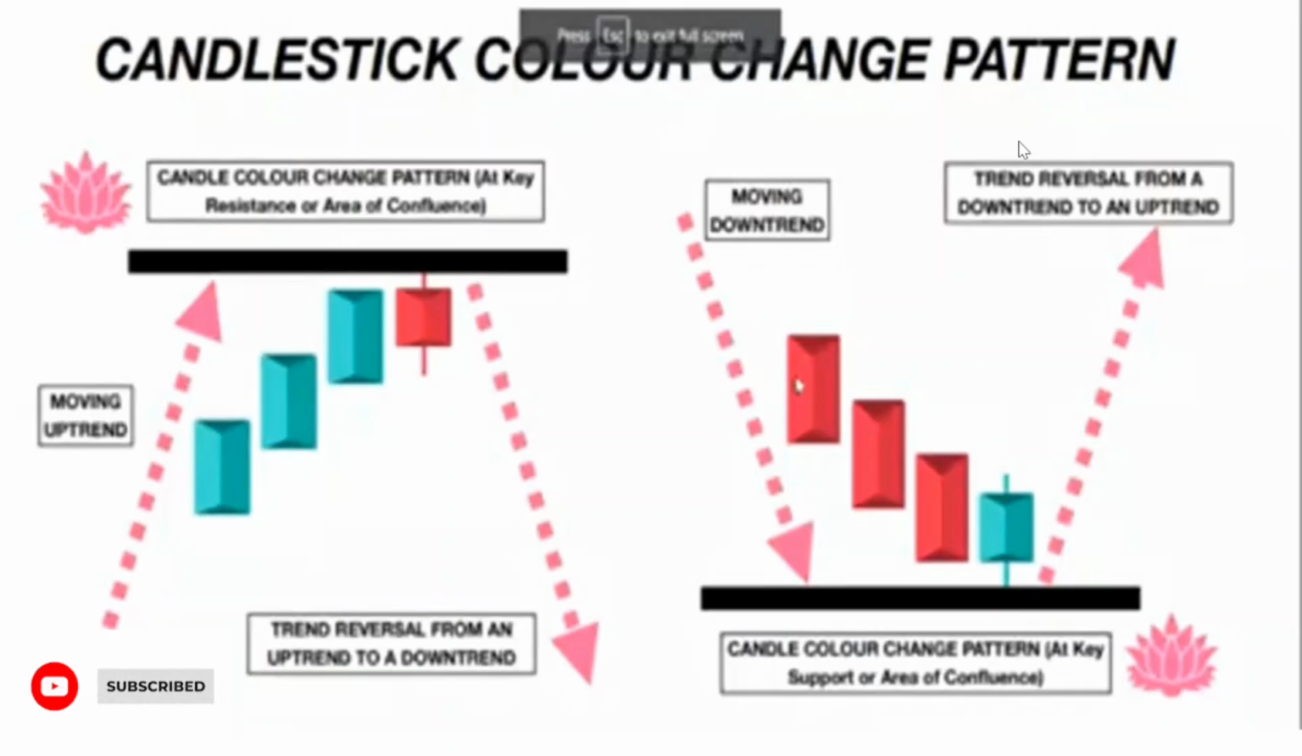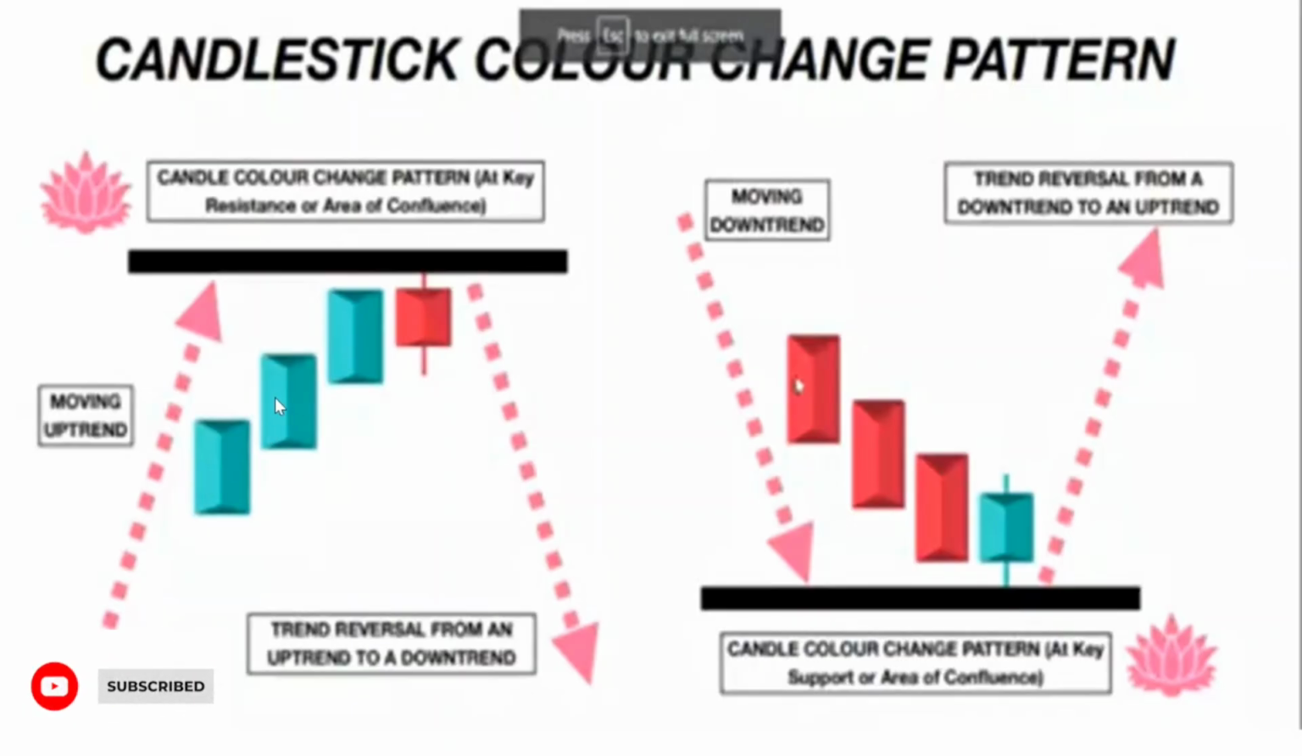Okay, so guys, here we have it, our candlestick. So as I said, I'll be putting you guys through on candlestick change pattern. As you can see, it's over here. So candle color change pattern, key resistance or area of confluence. Okay, so here we have our area of confluence. So this is the color change. This is the candle color pattern over here.